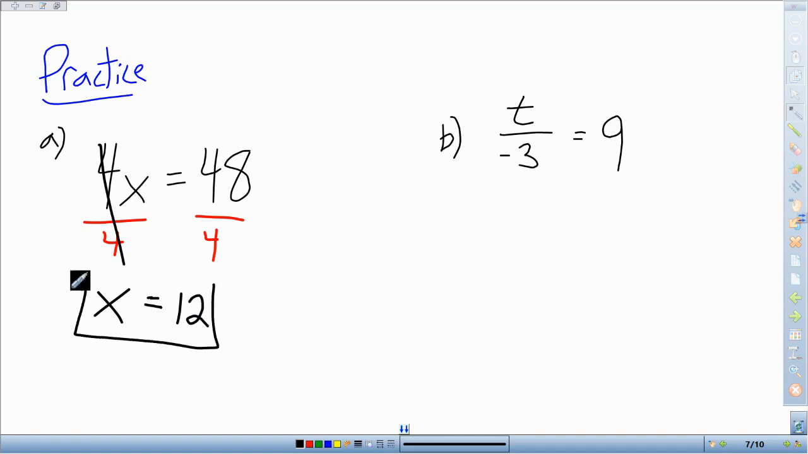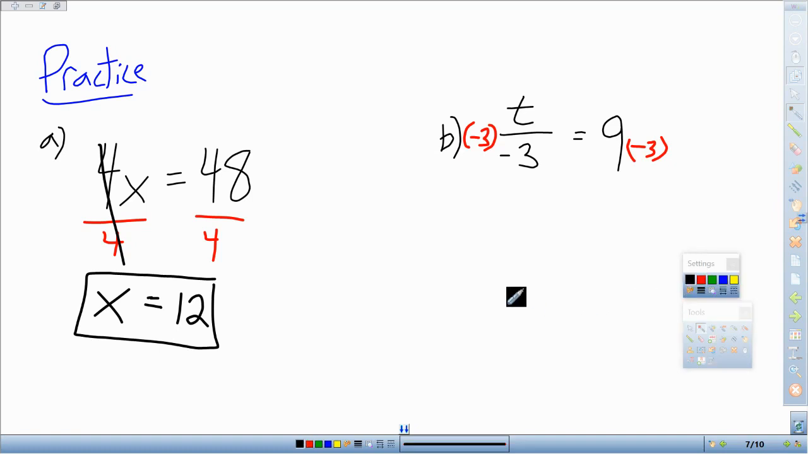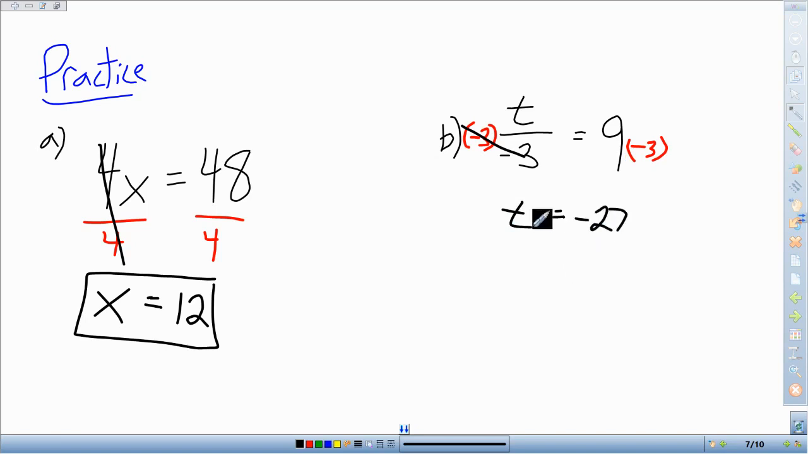Okay, letter B, just like that last example, we are talking about t, our variable is being divided by a number. So we need to undo it by doing the opposite, multiplication. It's being divided by a negative 3, so we're going to multiply by a negative 3 on both sides. Okay, cancel it out. T's left alone. On the right, looks like negative 27.